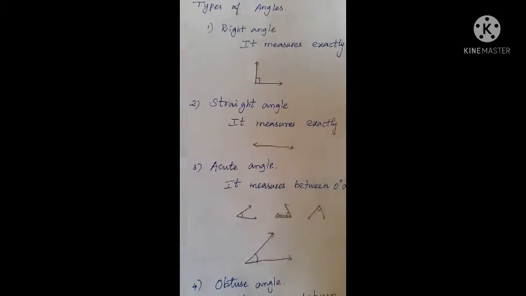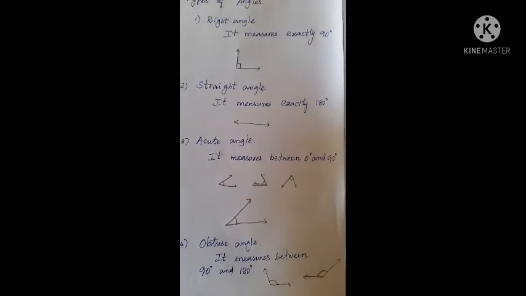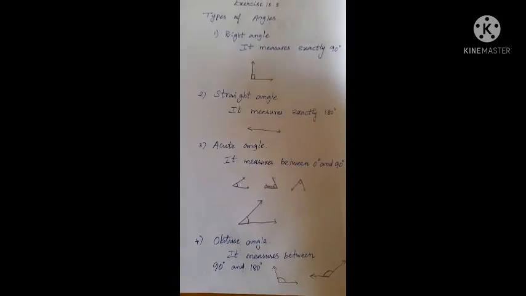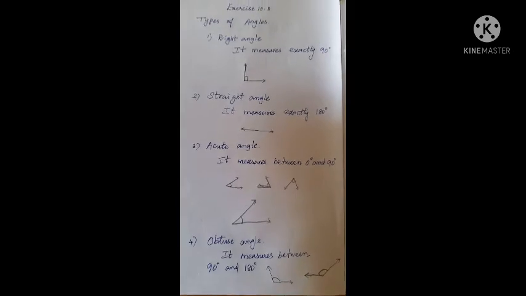So today we have seen right angle, straight angle, acute angle and obtuse angle. These are the four types of angles given to you.